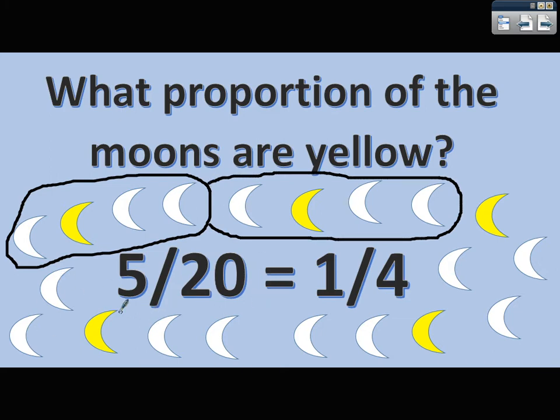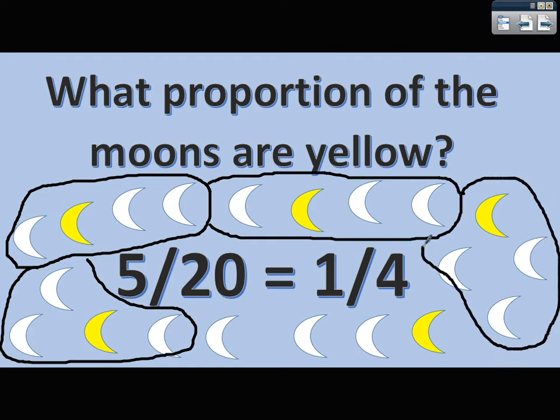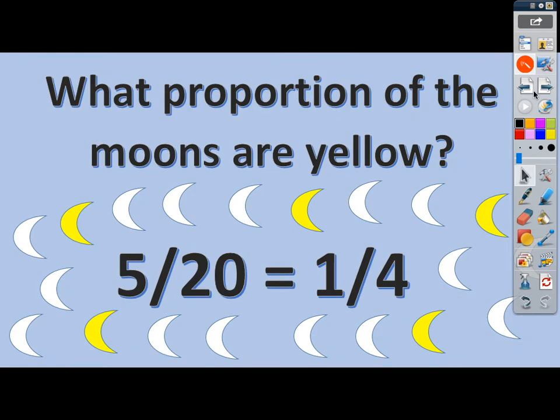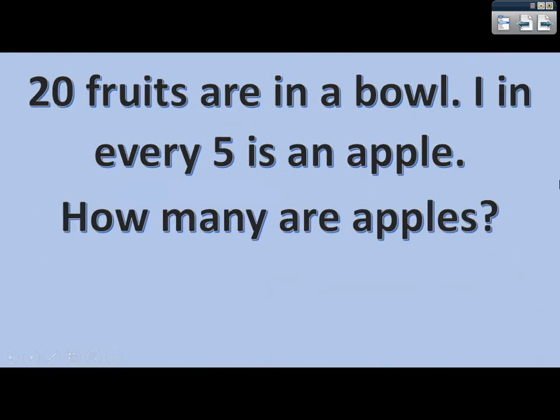If I find 3 white ones and 1 yellow one and put them together, this should work all the way through. 3 white ones and 1 yellow one, because that's 1 out of 4, isn't it? That's 1 yellow out of 4. And it works here as well. You can see how we really can say 1 out of every 4 are yellow. It's true. You can see it with the circles around the moons. That's proportion. Let's clear that off and move on.